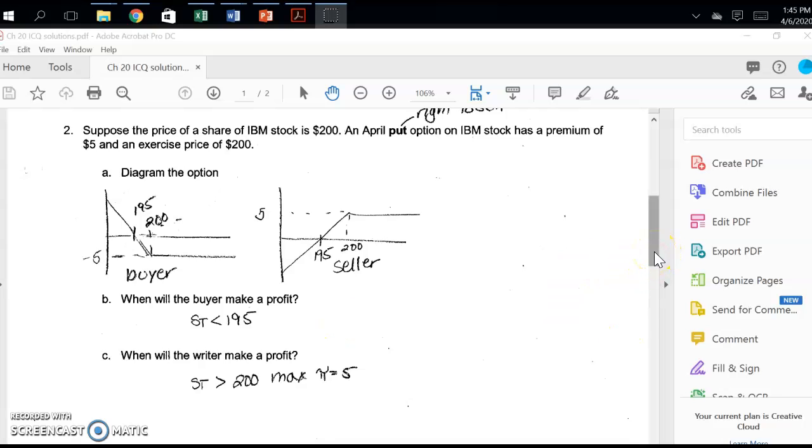But we still follow the same basic logic. Profits are going to be made when... you have the right to sell at $200, and you're not going to execute it if the stock price is $210. If the stock price is $210 and you have the right to sell at 200, then I would be out $10 plus the additional $5 that I paid for my premium.